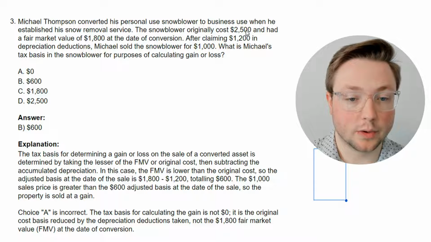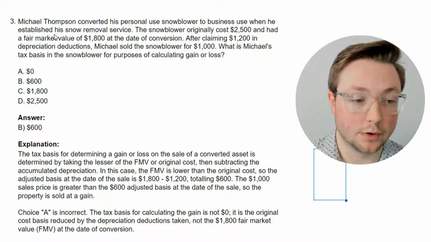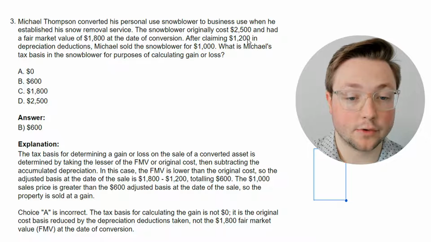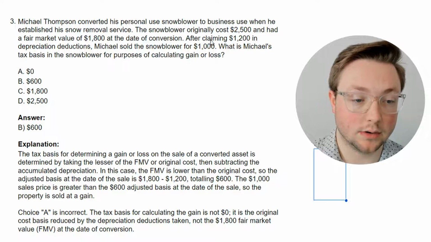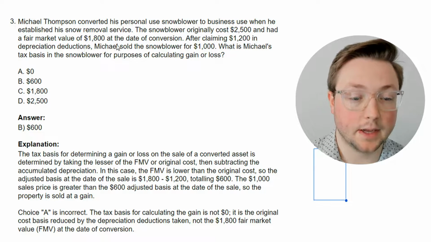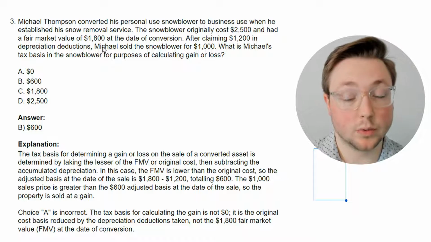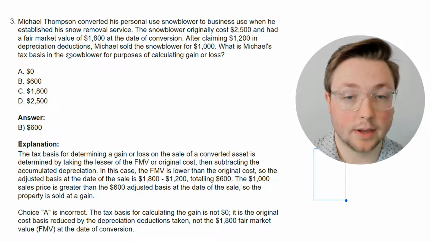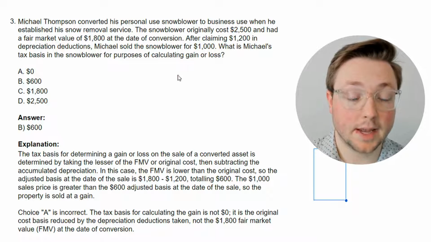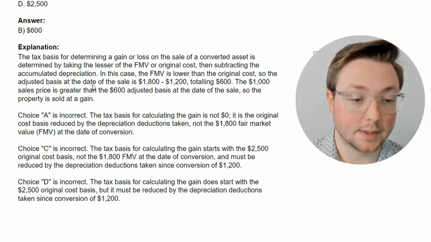So the original cost was 2,500. Fair market value at the date of conversion was 1,800. So we already know that at the date of the conversion, the tax basis would have been the $1,800 from the fair market value because that's the lower of the two. And then after he claimed $1,200, that would mean that his basis when he sold it was $600. 1,800 less 1,200 is 600. So he had a basis of $600, and that's what this is asking us. It's not asking us what the gain was, which we could calculate because he sold it for $1,000. The adjusted basis was $600, so that means that he had a gain of $400. But again, that's not what it's asking. It's just asking what was the tax basis at the date of the sale. And the tax basis was $600.